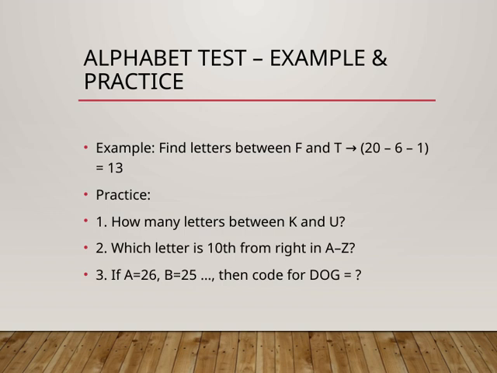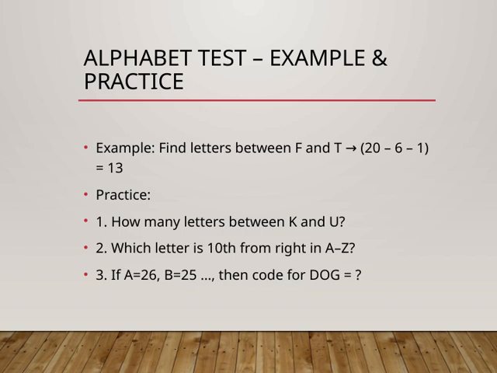The first one asks, how many letters are between K and U? K is the 11th letter, U is the 21st. Subtract 11 from 21, which gives us 10, and since we're counting the letters in between, we subtract 1, resulting in 9. The second question asks, which letter is the 10th from the right in the alphabet?